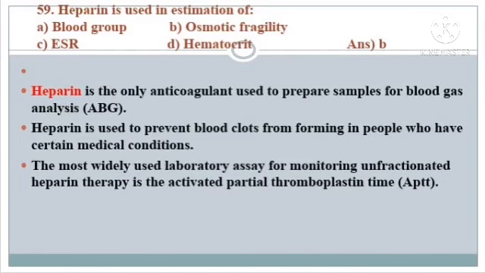59th question. Heparin is used in estimation of? The answer is option B, osmotic fragility. Heparin is the only anticoagulant used to prepare samples for blood gas analysis. It is used to prevent blood clots from forming in people who have certain medical conditions. The most widely used laboratory assay for monitoring unfractionated heparin therapy is the activated partial thromboplastin time.